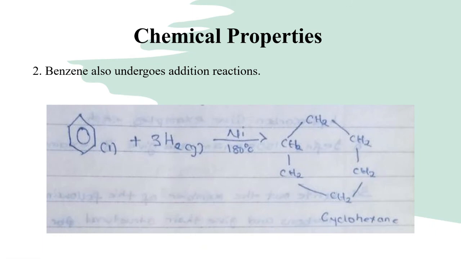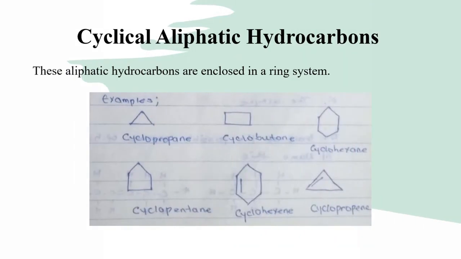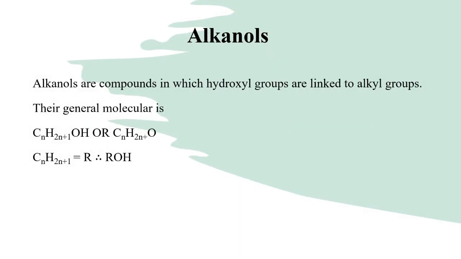3 hydrogen, and our product is what? Cyclohexane. Cyclic aliphatic hydrocarbons. These aliphatic hydrocarbons are enclosed in a ring system. We have what? Cyclopentane, cyclopropane, cyclobutane, etc. Alkanol. Alkanols are compounds in which hydroxy groups are linked to alkyl groups.